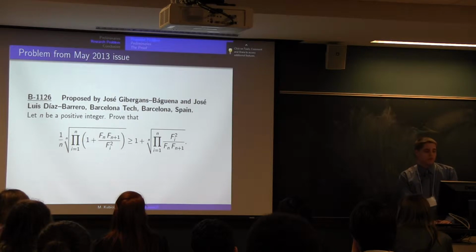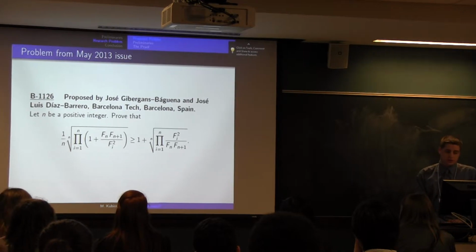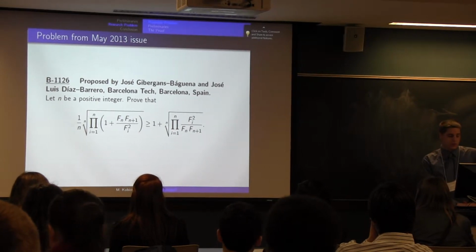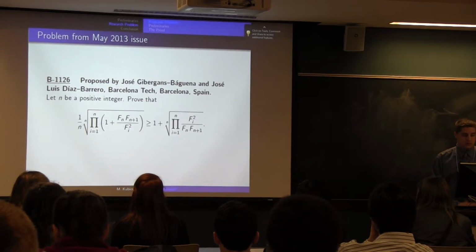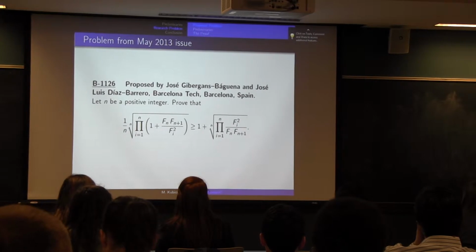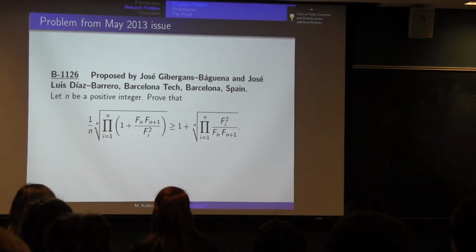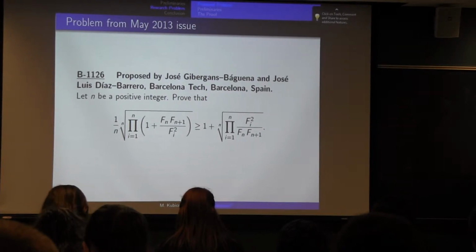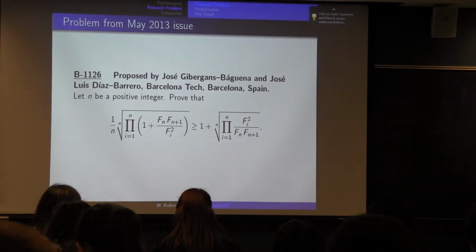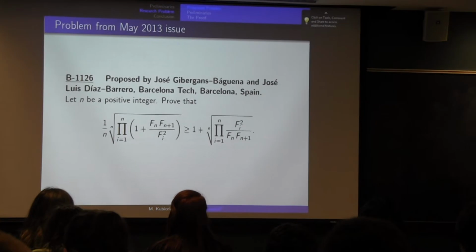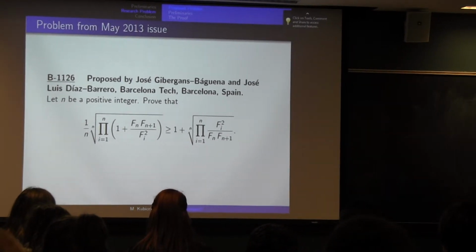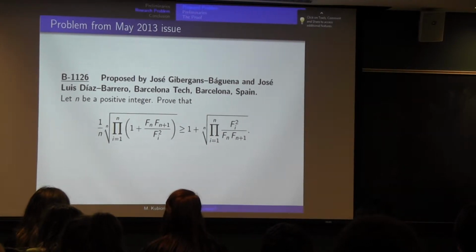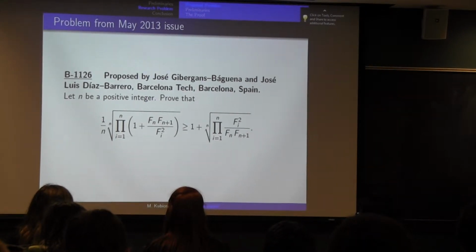So this is a problem that we solved in the May 2013 issue. We wanted to prove that, let n be a positive integer, prove that 1 over n times the nth root of the product from i equals 1 to n of 1 plus f sub n times f sub n plus 1 over f sub i squared is greater than or equal to 1 plus the nth root of the product from i equals 1 to n of f sub i squared over f sub n times f sub n plus 1.